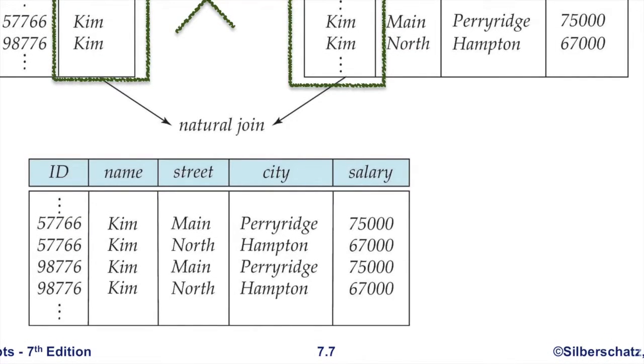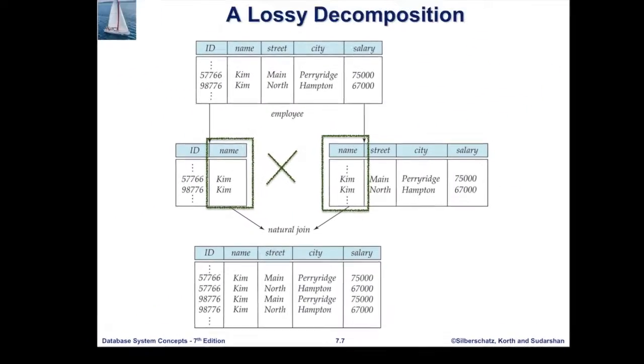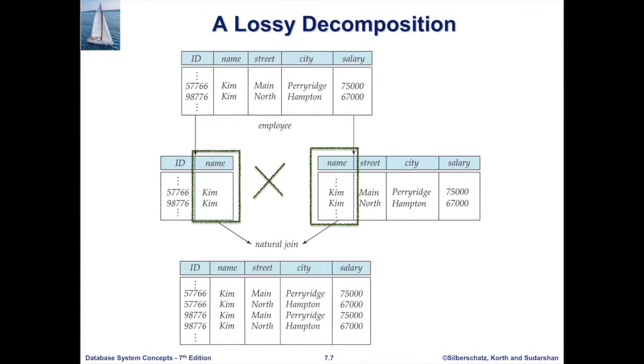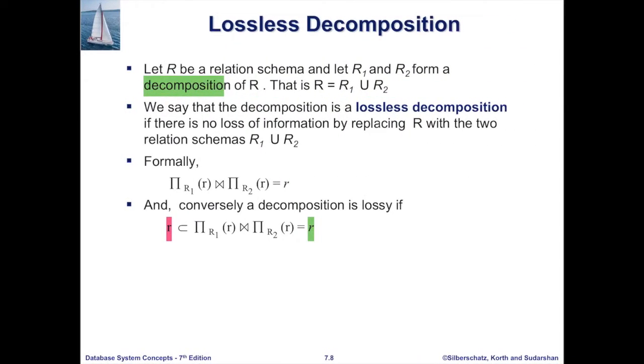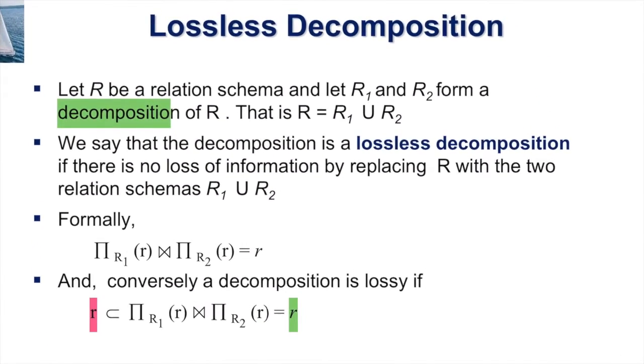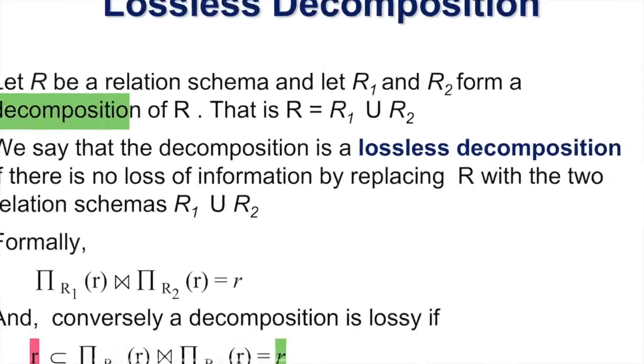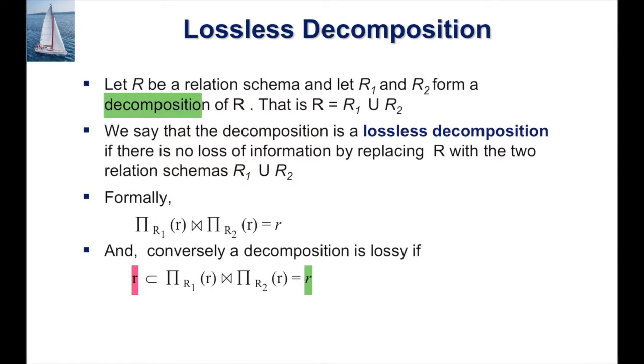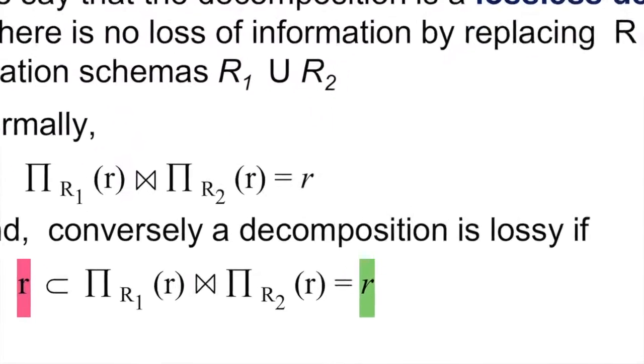Okay, so what we need to do here is to identify what a good type of decomposition is. So we have what we call the lossless decomposition, and formally we say that a particular decomposition of R, that is R sub 1 and R sub 2, is a lossless decomposition if this holds.